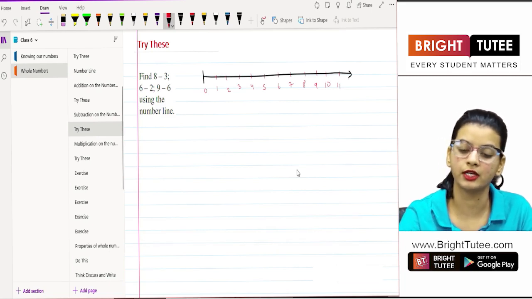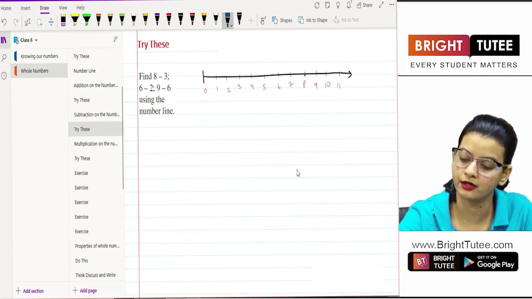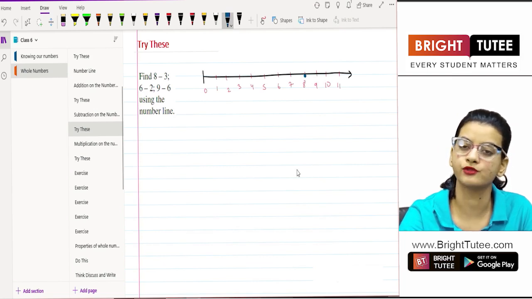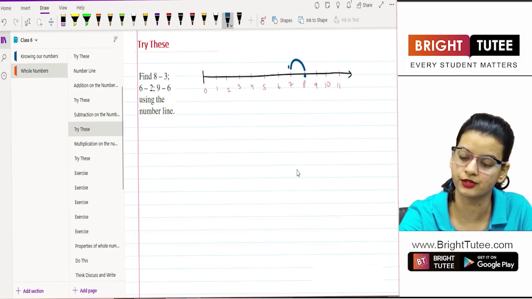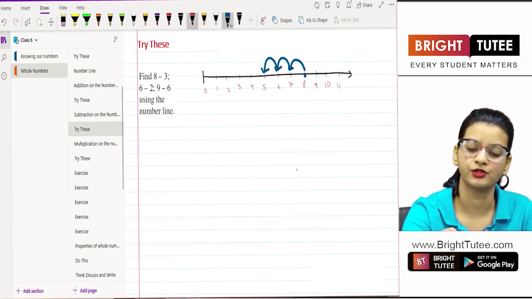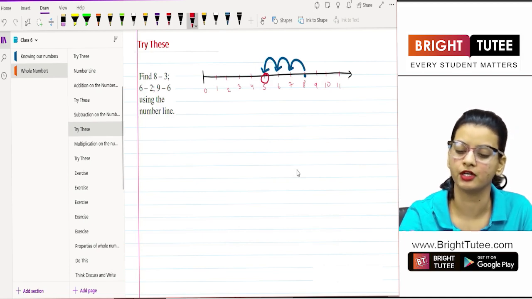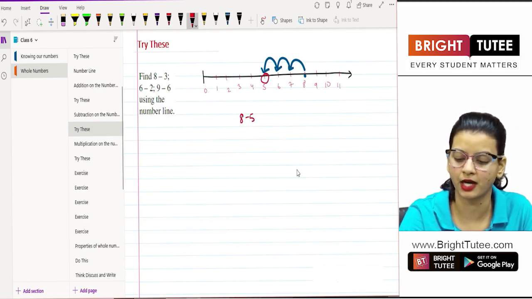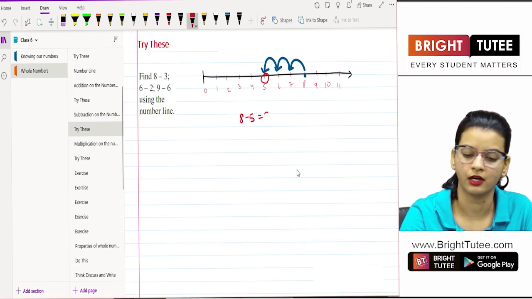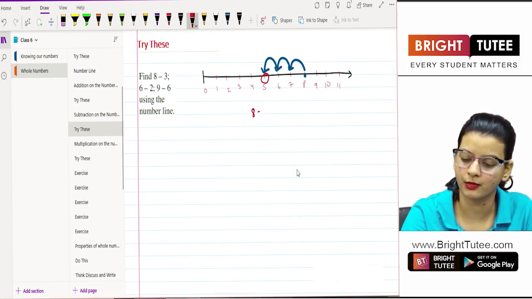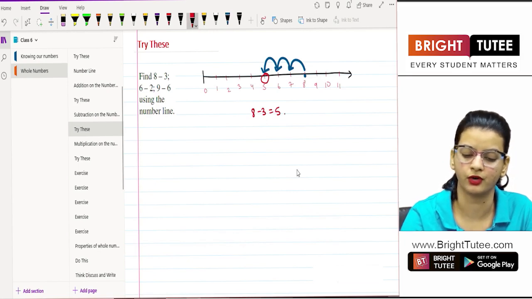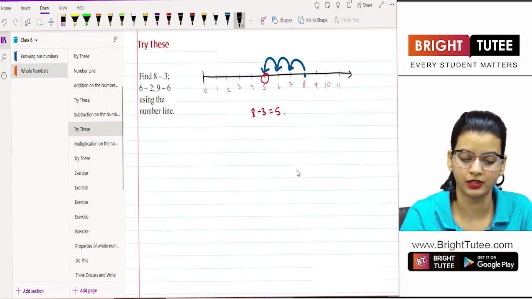Now I have to calculate 8 minus 3. So here is my 8. Now I have to make 3 jumps towards the left. So let's make 3 jumps towards the left. So this is first jump, this is my second jump and this is my third jump. So where do I reach? I reach at 5. So this means that 8 minus 3 is equal to 5. Okay, right.